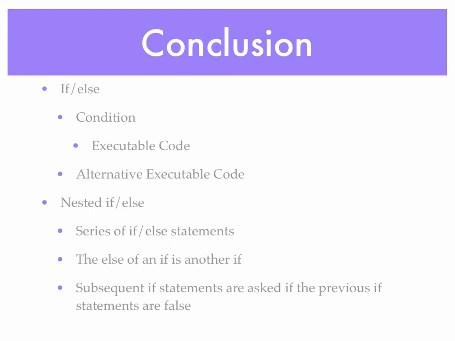In conclusion, when we look at an if-else, we have a condition with associated executable code. We have alternative executable code. With a nested if-else, we have a series of if-else statements. The else of an if is another if. Subsequent if statements are asked if the previous if statements are false.